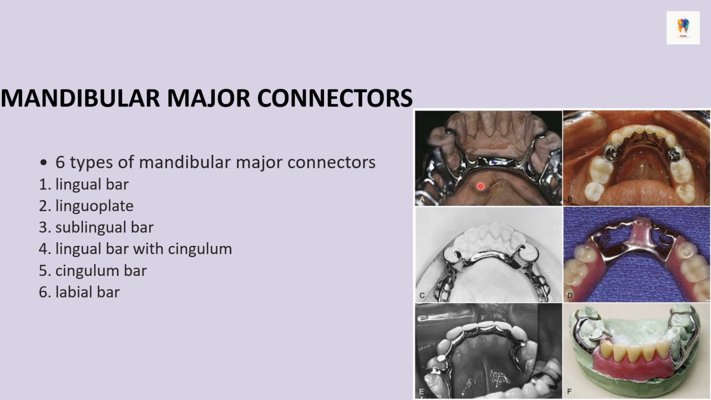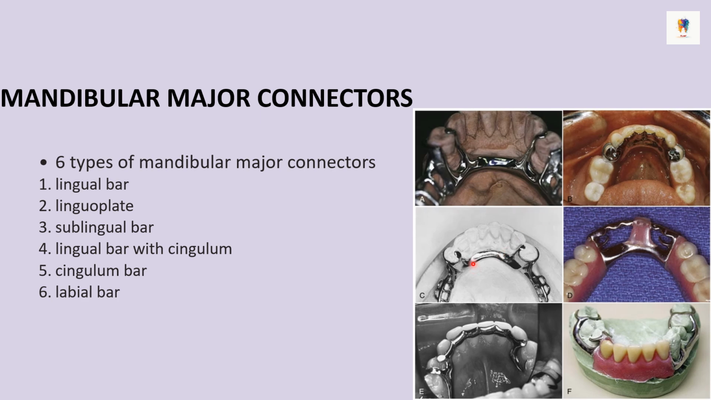This is your lingual bar. See, this whole thing is the major connector. It is placed lingually, and it is in a bar form. So this is your lingual bar. Then you have a lingual plate. This is your lingual area, and see, it's covering the whole length of this lingual area. It is in a plate shape. So this is your lingual plate.